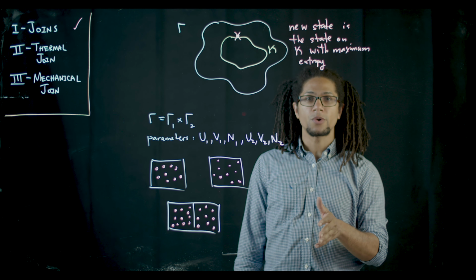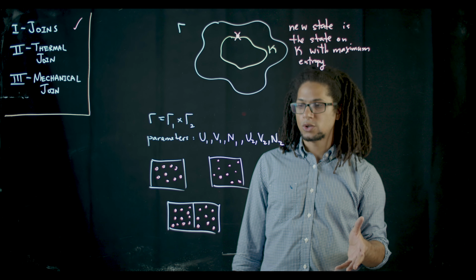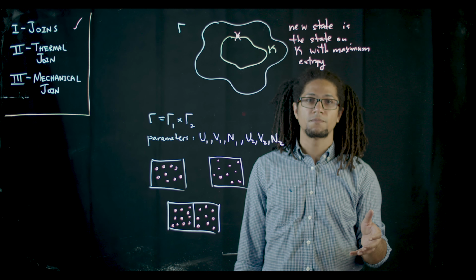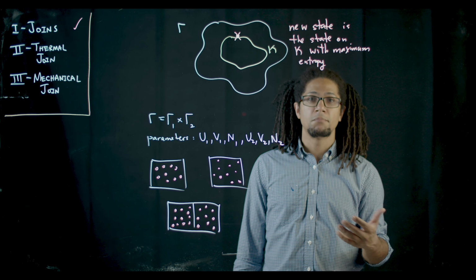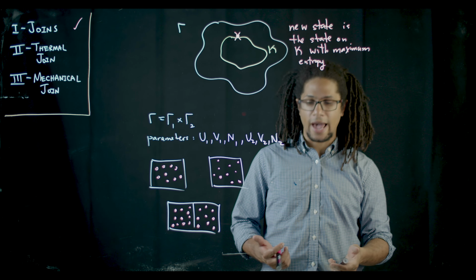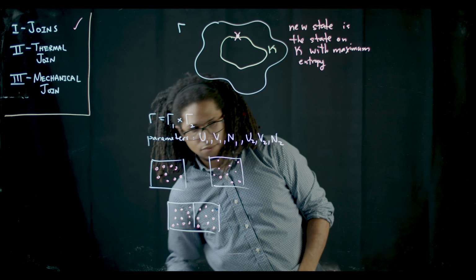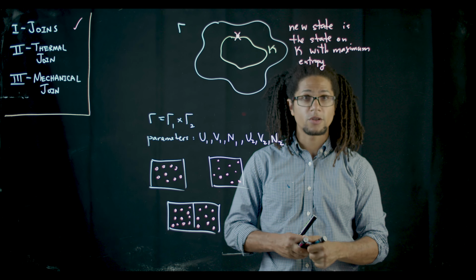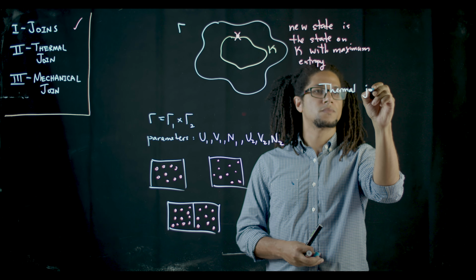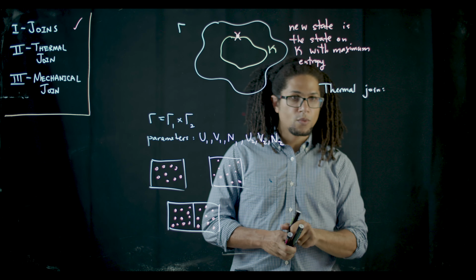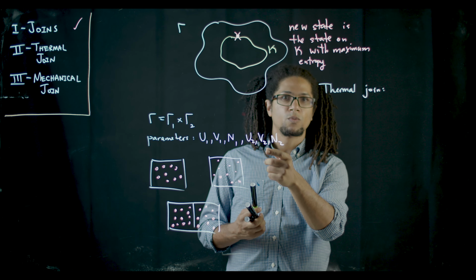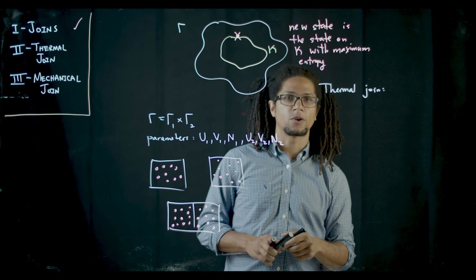So after the join, we know that the volumes of the two boxes should stay the same, and the numbers of particles in each box should also stay the same. But the energy may redistribute between the two boxes. So what is our subspace kappa in this case? So for the thermal join, we have, and we should point out that this starting state is important for kappa.